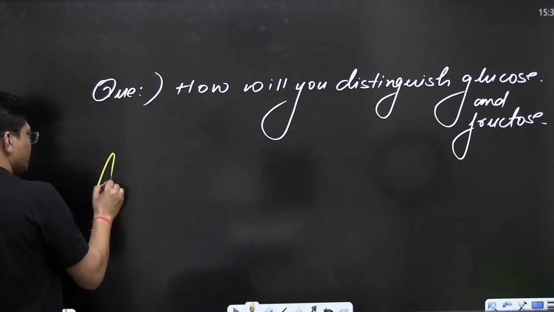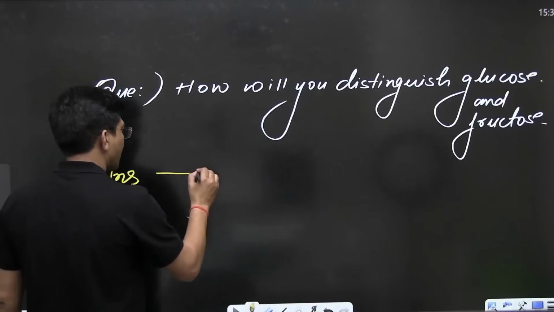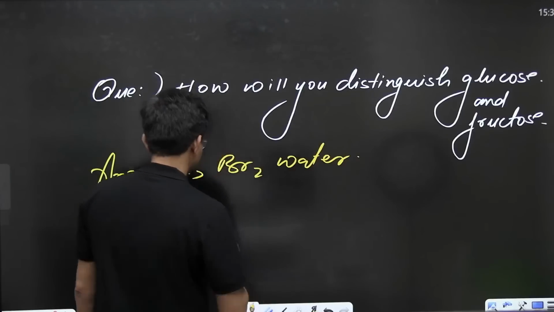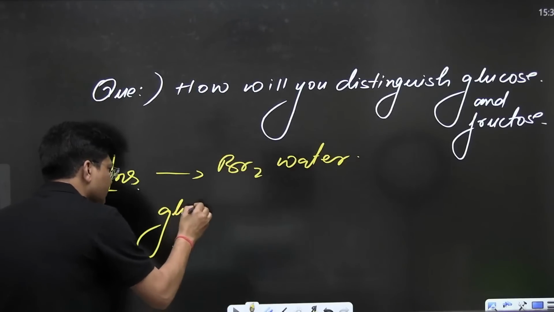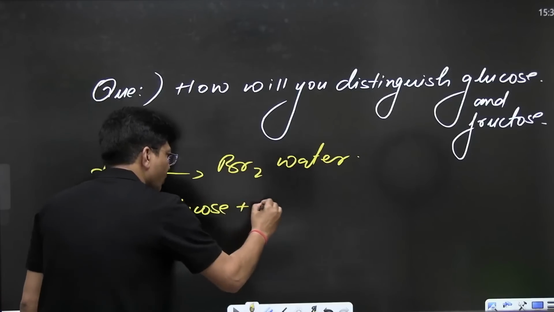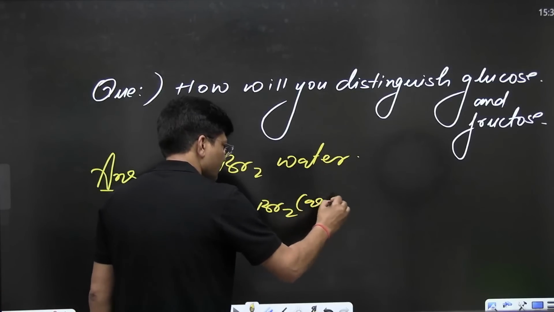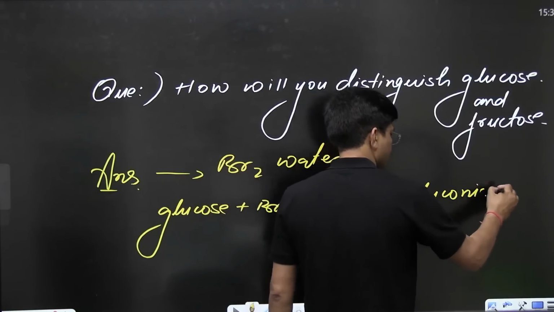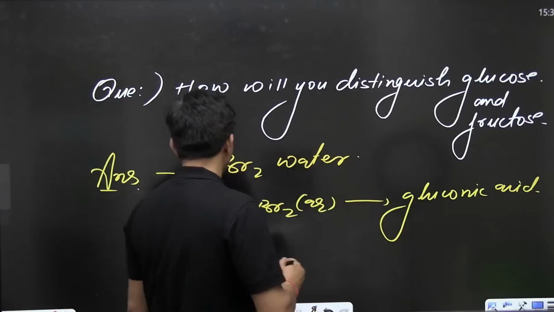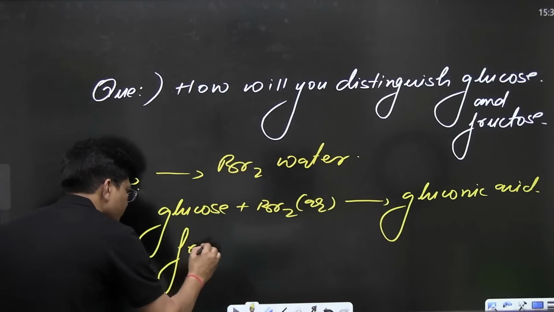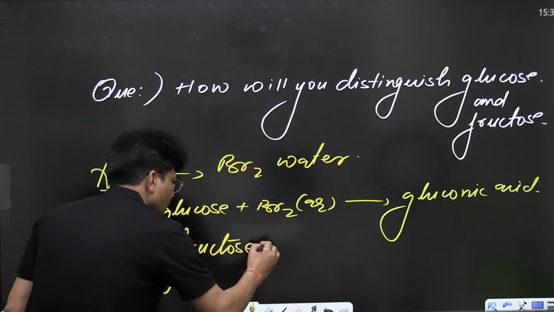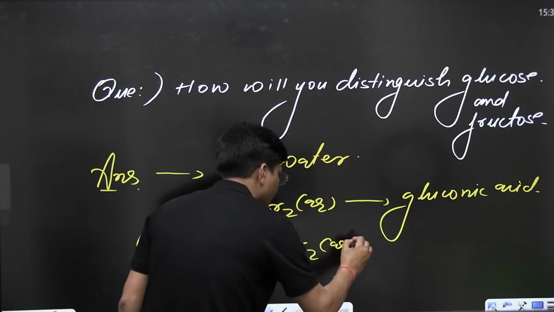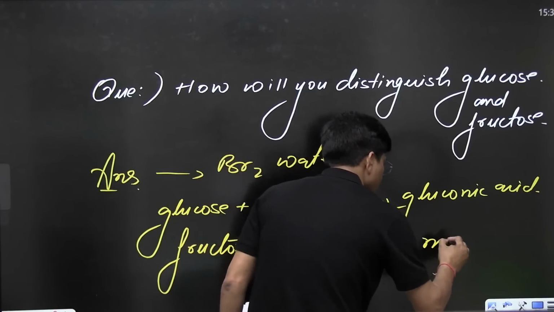definitely Br2 water. Because glucose on reaction with Br2 water gives gluconic acid, whereas fructose is not going to react. Fructose is not going to react with Br2 water. No reaction.